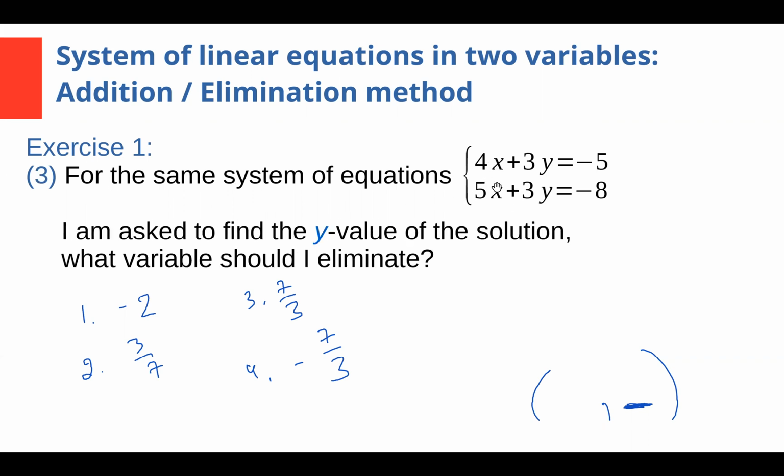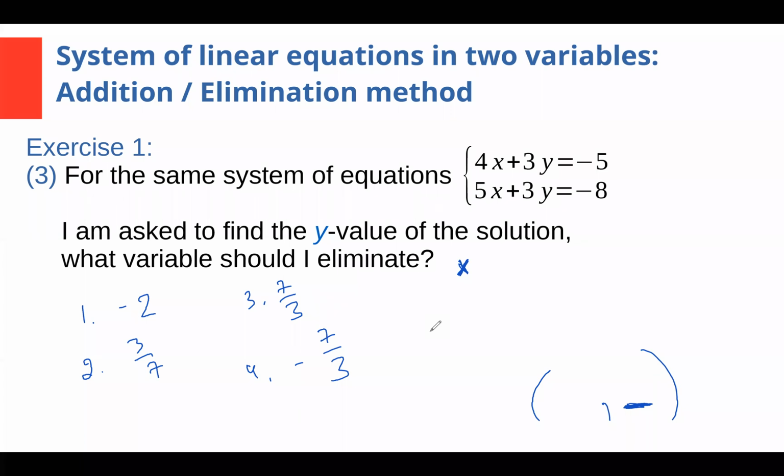So if we eliminate the x, we find the y value, because this is the variable that will stay, and we will solve for it. The answer here will be y. To eliminate the x, eliminate the other variable. Okay, so this is the idea of the addition or elimination method.